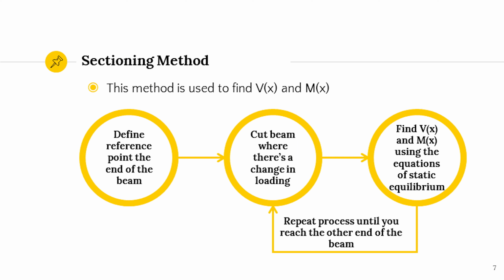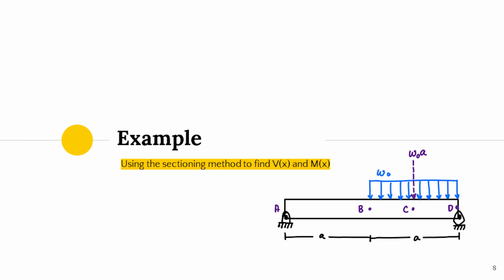A method to solve for shear force and bending moment is to section the beam to form a piecewise function. We define the origin as the leftmost point of our beam, then cut x distance from it. We cut the beam between points where there is a change in loading, then we use the section to obtain shear force and bending moment functions by using the equations of static equilibrium. We then repeat this process until we hit the other end of the beam. Let's use an example to show how we go about this process.